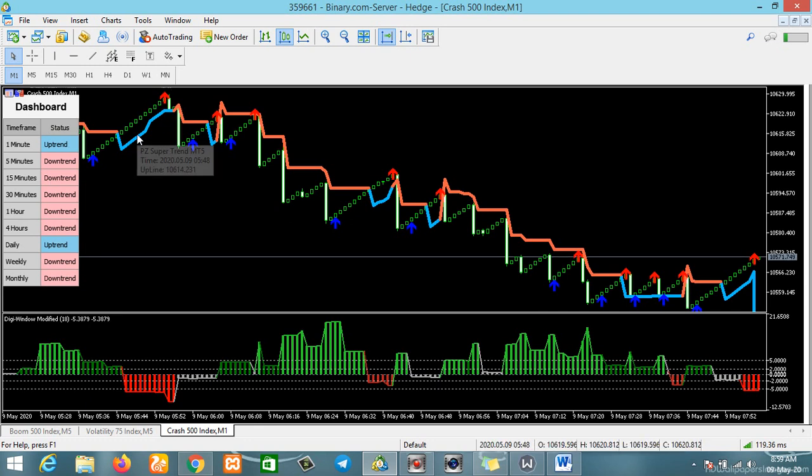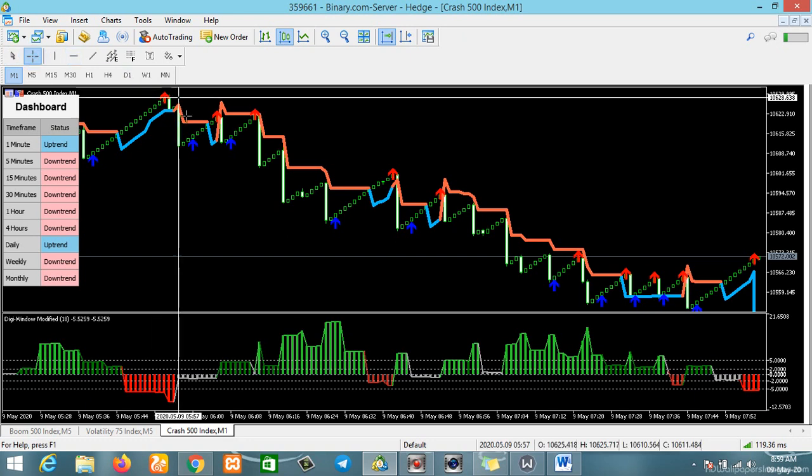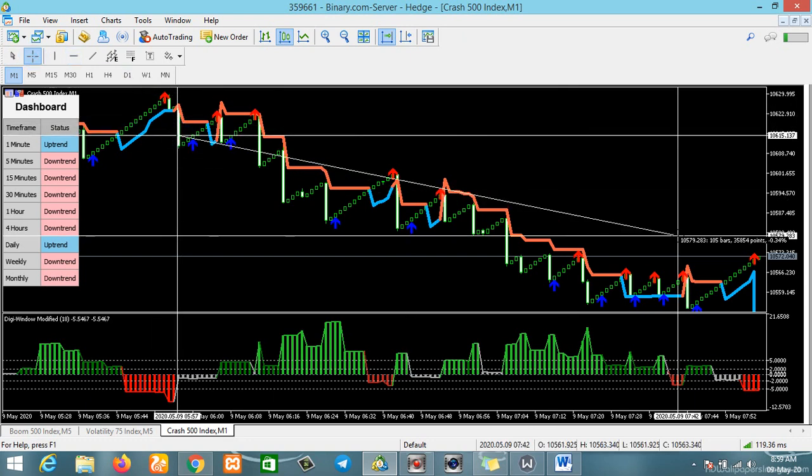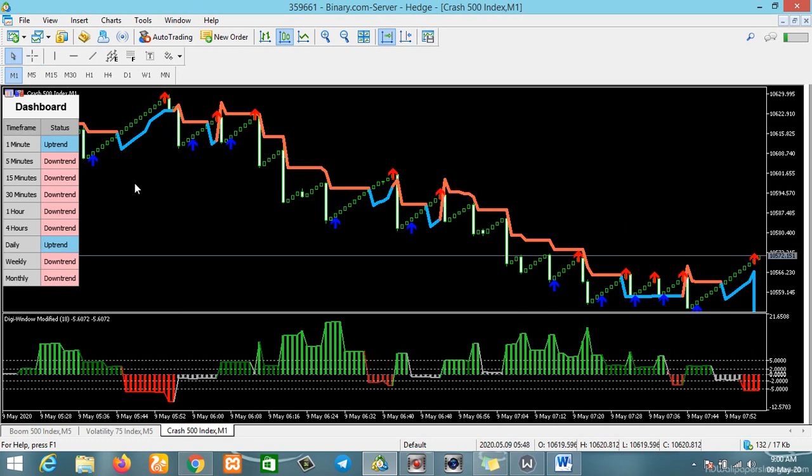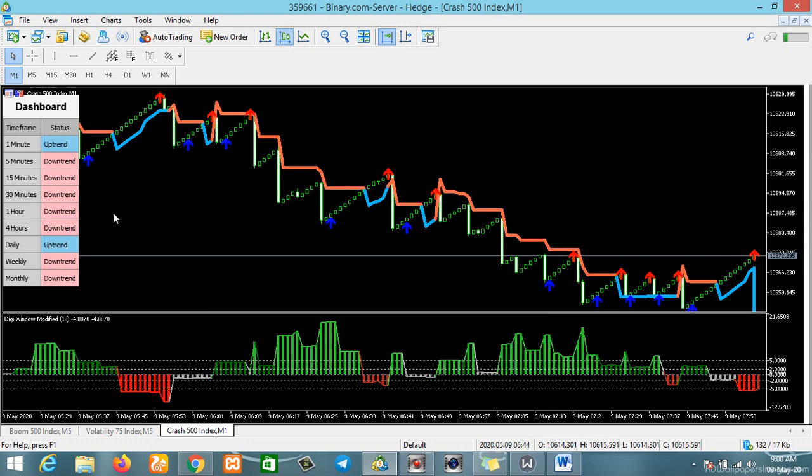You can see from 1 minute, 5 minutes, 15 minutes, 30 minutes, 1 hour, 4 hours, the daily, weekly and monthly, everything is dominated with the downtrend. Only the 1 minute and daily is on uptrend. As you can see from this point right here to here, that is a massive downtrend. That's about 120 bars. You see, this is a massive downtrend. And if you check our dashboard table here, you will see that this is also a serious downtrend.